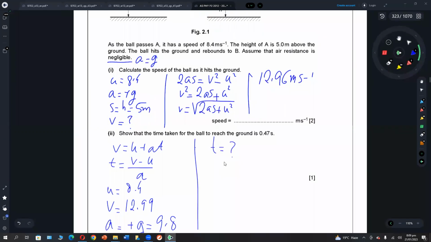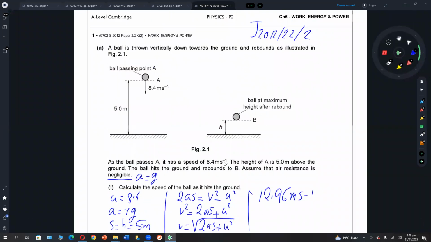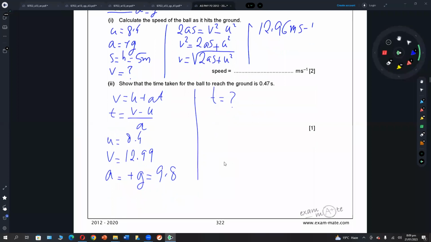We are doing June 2012, paper 22, question number 2, and you have to see this working. We are on the second part of this question. No, it's work, energy, power. But nowadays questions get mixed; it is a work, power, energy question, but kinematics is often involved in it.